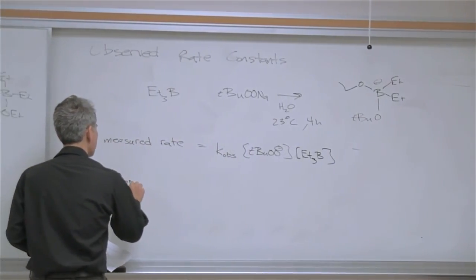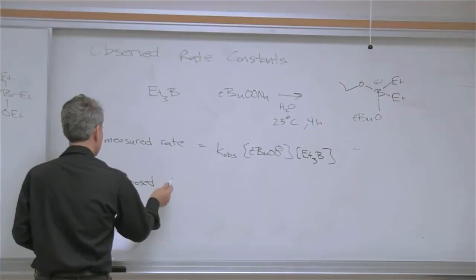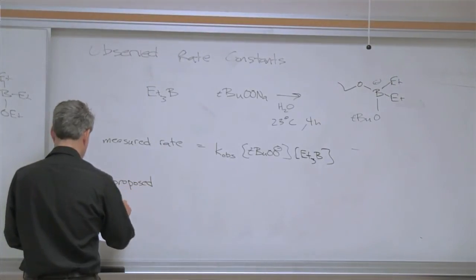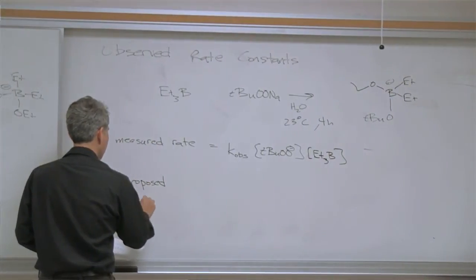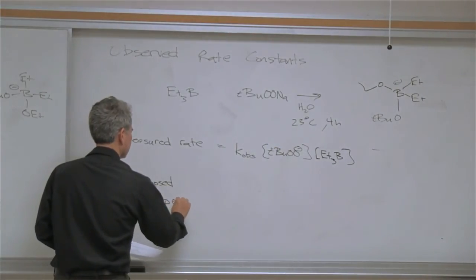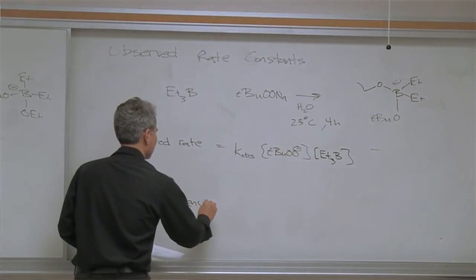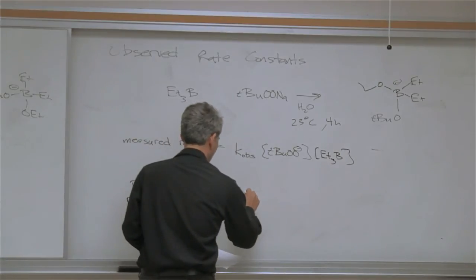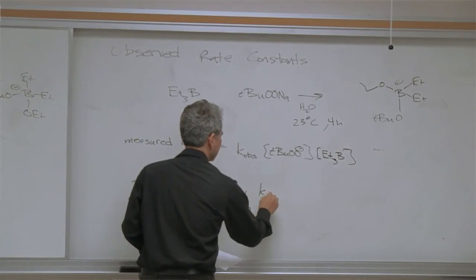So let me distinguish what you measure in the lab with what you proposed, and how would you see whether those match? Your kinetic mechanism had some sort of proposed rate dependence that looked like this. It had all this fancy stuff in there.